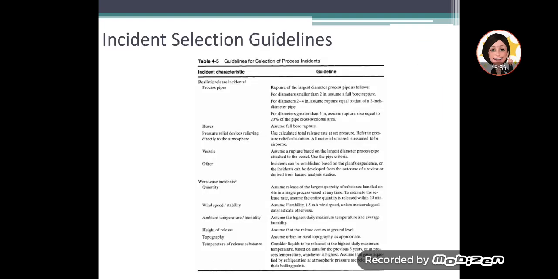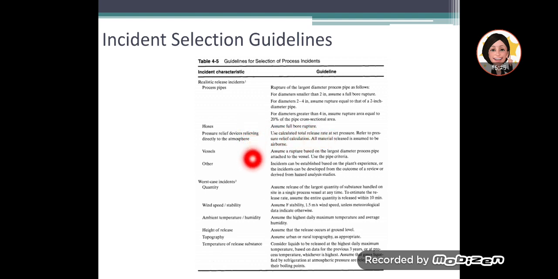These are the guidelines that we use for selection of process incidents. It can be realistic release incidents, or we can also assume worst case incidents, depending on the scenarios. For example, how should we assess an incident? If we have a process pipe with a diameter smaller than 2 inch, we assume a full bore rupture. If it is between 2 to 4 inch, we assume a 2 inch diameter pipe rupture. If it is greater than 4 inch, then we assume 20% of rupture. If it is hoses, we assume full bore rupture.